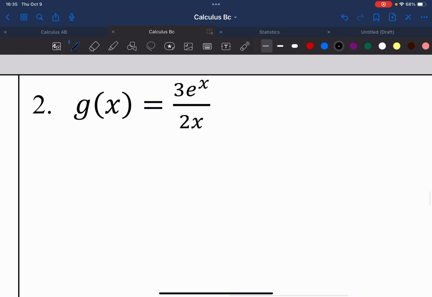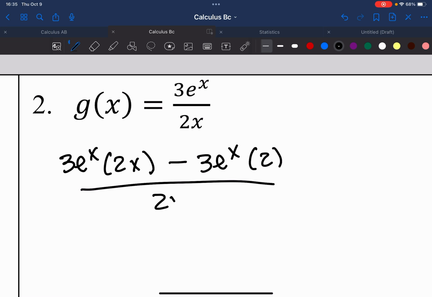Number 2, we take the derivative of the top, so that's 3e to the x times 2x minus 3e to the x times 2, all divided by 2x squared.